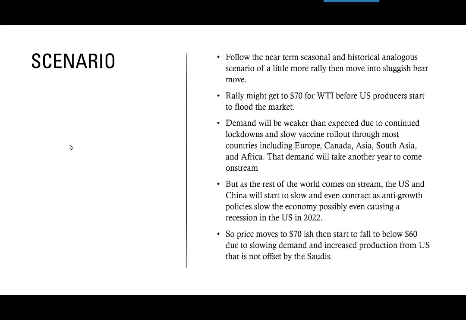Okay. So price moves to 70-ish, maybe pop to 80, then starts to fall below 60, maybe down as low as 40 due to slowing demand and increased production from US that is not offset by the Saudis. So we have to monitor this very, very closely, as you can see, because there's two potential scenarios here. So what's the trade plan? How do we make money?